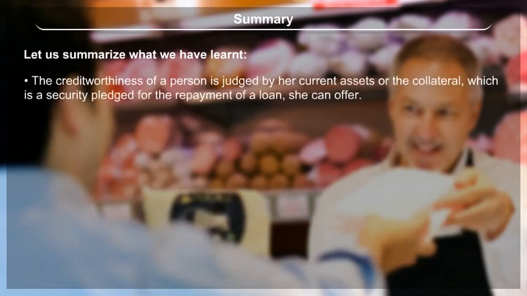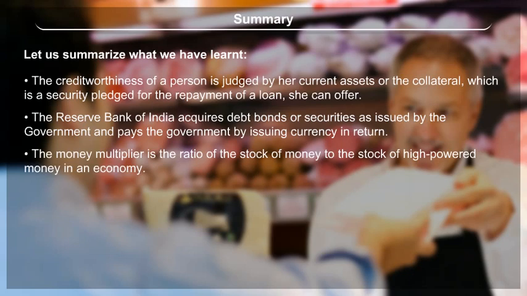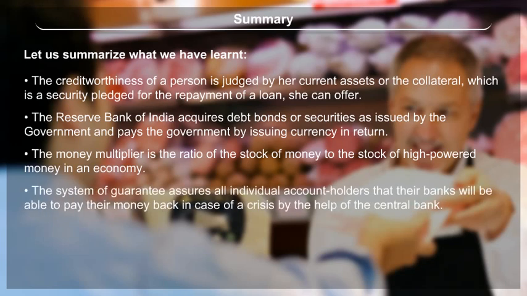The creditworthiness of a person is judged by her current assets or the collateral, which is a security pledged for the repayment of a loan she can offer. The Reserve Bank of India acquires debt bonds or securities as issued by the government and pays the government by issuing currency in return. The money multiplier is the ratio of the stock of money to the stock of high-powered money in an economy. The system of guarantee assures all individual account holders that their banks will be able to pay their money back in case of a crisis with the help of the central bank.